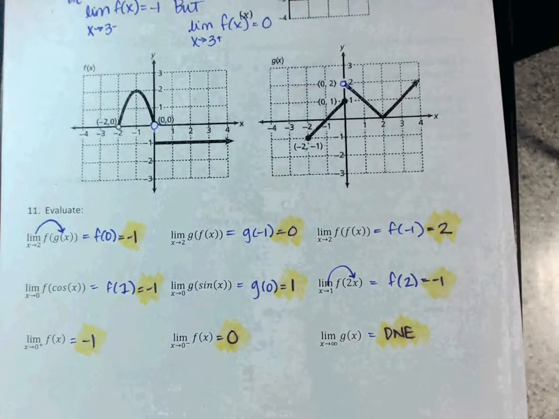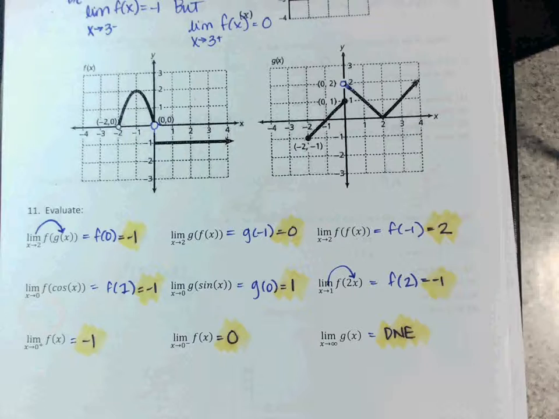Because it's only from the right. That's what the plus means. And then if it was a minus, you'd only be checking from the left.